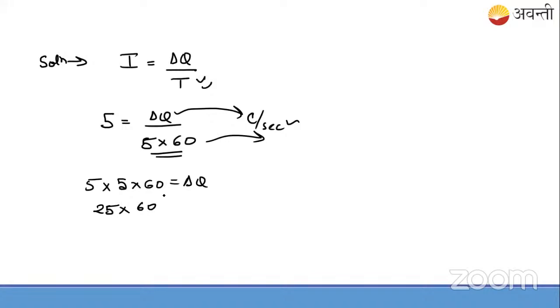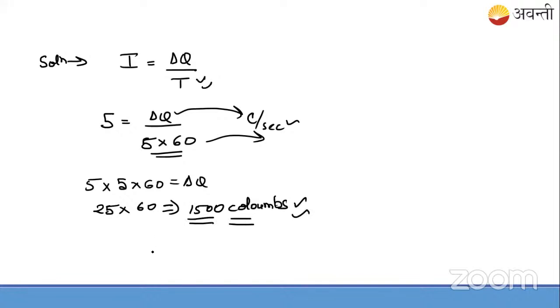That is equal to what? How much is 25 into 60? How much will it come out to be? It's coming as 1500 coulombs. Very easy, okay? So this comes out to be 1500 coulombs.